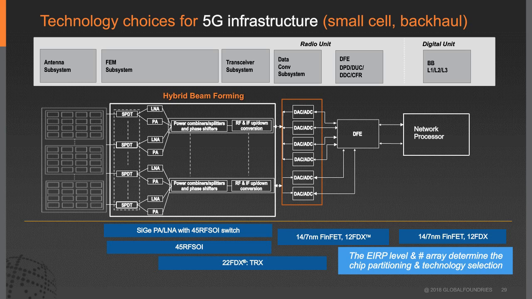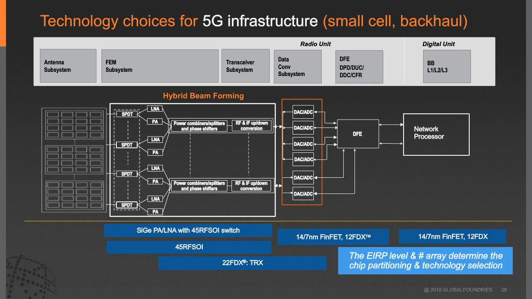But the key thing to note is that the two most important things are what the transmit output of your PA is in the technology that you choose and at what power added efficiency, and what the noise figure of your LNA is. Those are two things that will determine the number of elements that are needed in your phased array systems to meet the requirements.